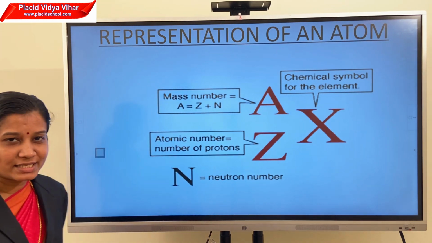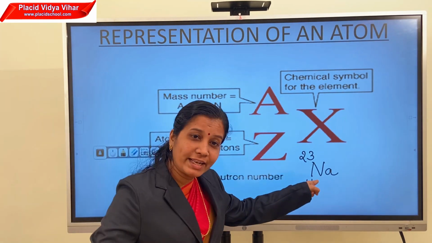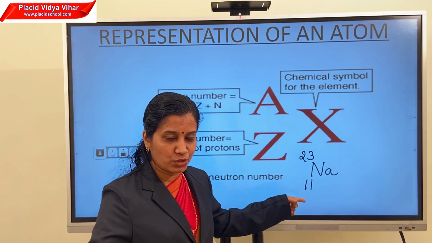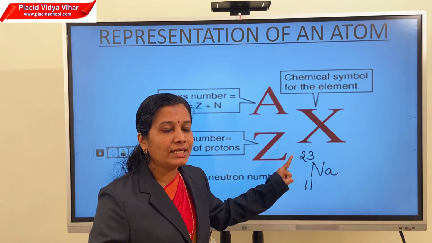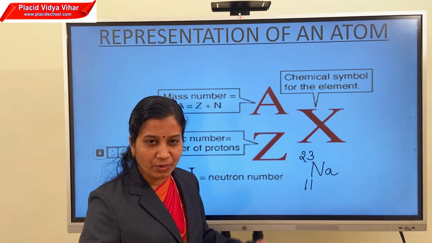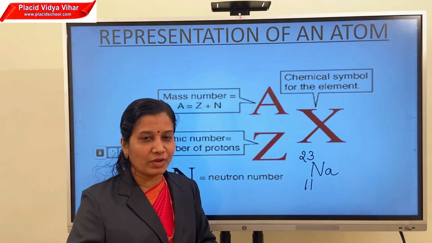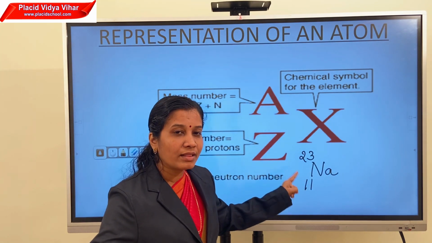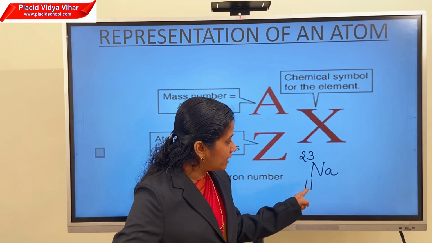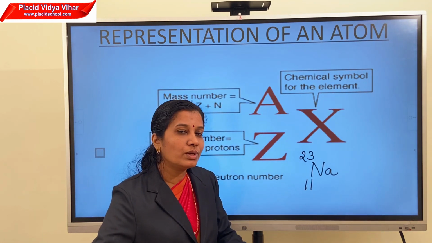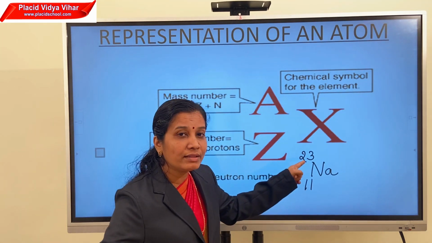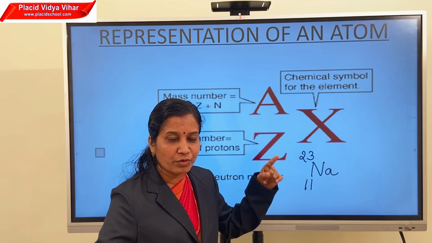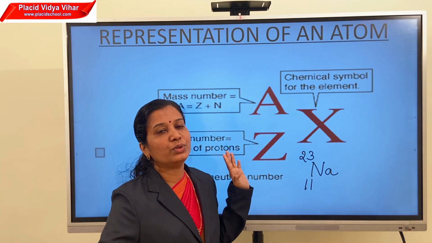Consider one example. Here Na represents the element sodium. And 11 is the atomic number of sodium, which represents the number of protons, and in this case it is equal to the number of electrons. Why? It is a neutral species, with no charge. So 11 represents the atomic number, equal to the number of protons and also the number of electrons. And 23 represents the mass number, which is equal to the number of protons plus the number of neutrons.